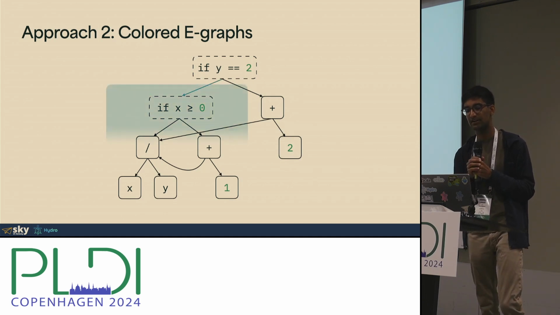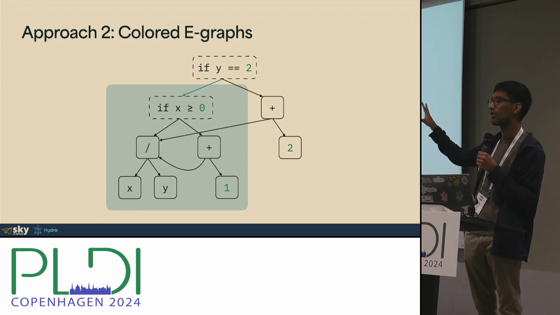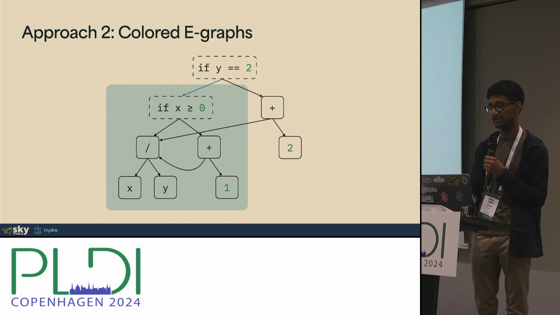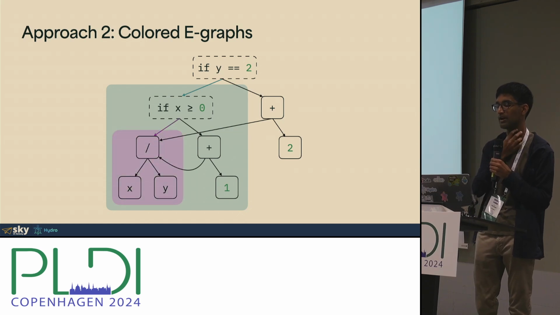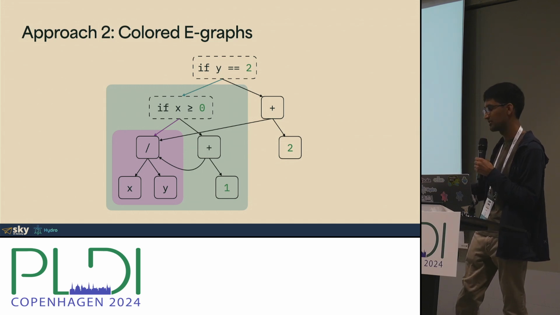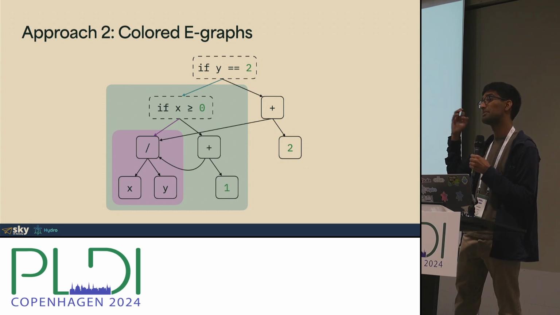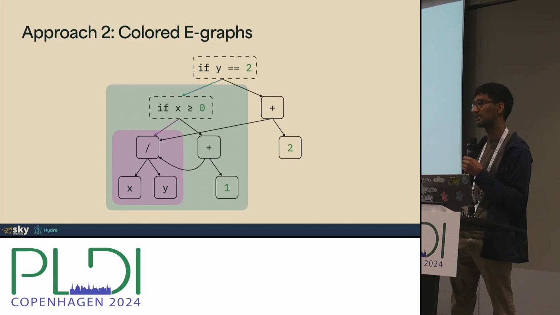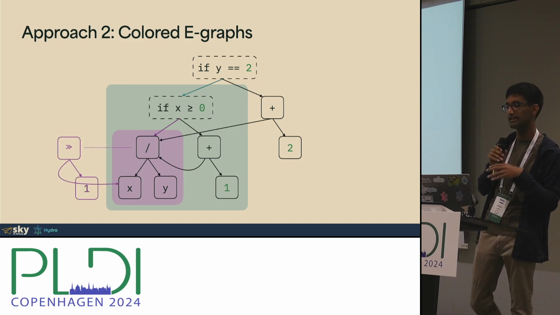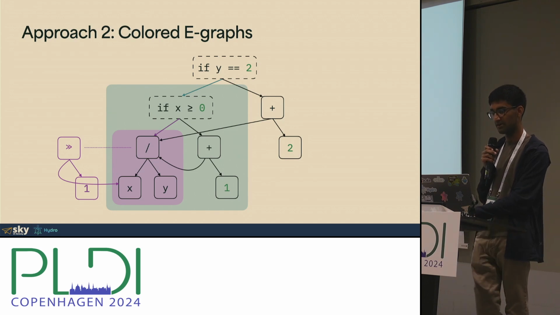So the idea here is whenever I have a conditional or some piece of contextual information, I'm going to color all my expressions beneath that, right? And so I might have two colors here, one blue for just knowing y is equal to 2, and then purple for knowing that in addition to x being positive. And so I can have certain rewrites which might be context dependent, and these rewrites will be colored as well, right? So these only apply in this purple graph where I can rewrite the division to a shift by 1.